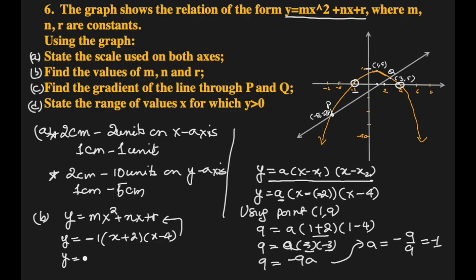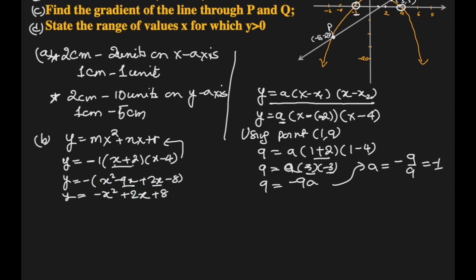So y equals negative, and if I multiply this with this, x squared minus 4x plus 2x, 2 times negative 4 is minus 8. So it becomes y equals negative x squared minus 4x plus 2x, which will be negative 2x, but this negative will make it positive 2x. Then this negative 8 becomes positive 8. So this becomes the equation of the parabola, and now we can compare this equation with the one which was given. So m equals negative 1, n is equal to 2, and r is equal to 8.